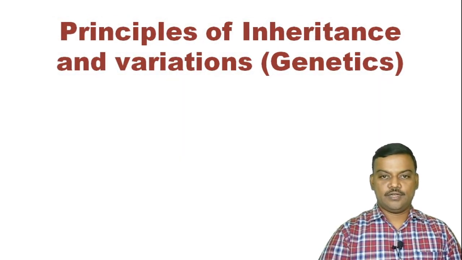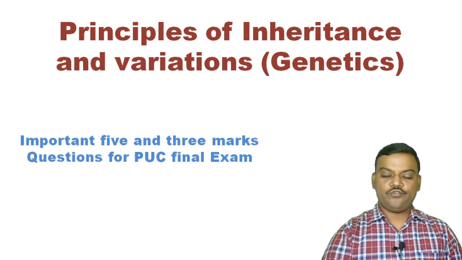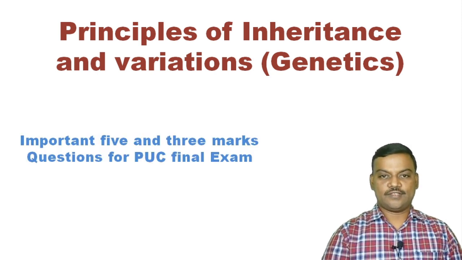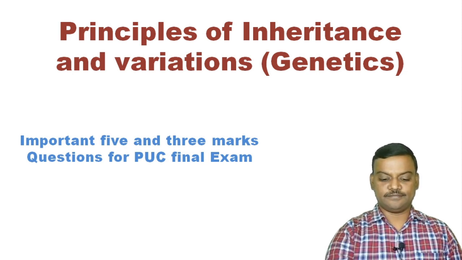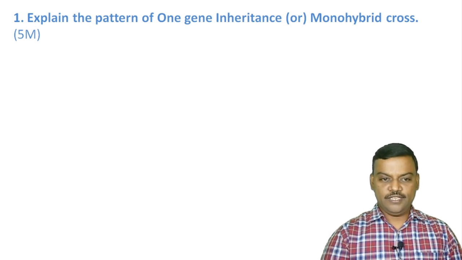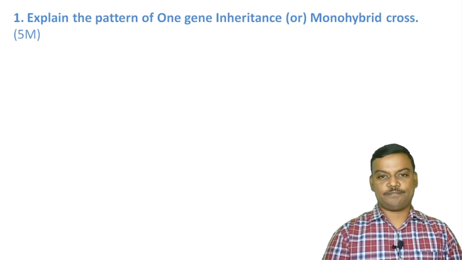Dear students, the next chapter is Principles of Inheritance and Variations, the Genetics chapter. In this video, let us discuss some important 5-mark and 3-mark questions for the final PUC exam. The first question is, explain the pattern of one gene inheritance or monohybrid cross. It is for 5 marks.